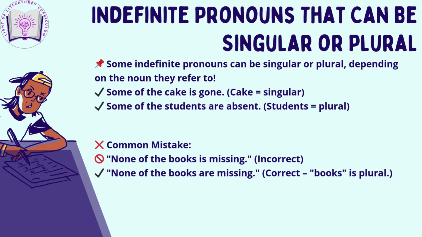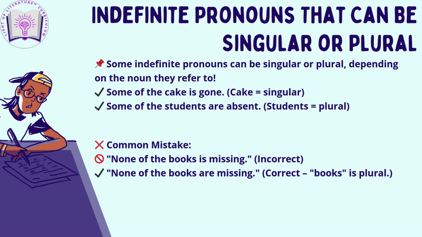Now, let's look at a second version. Some of the students, our prepositional phrase, are absent. So some, still, it's commitment phobia right there. Of the students, well, students is plural. So we're going to go with the plural, which is closest to the verb. So: some of the students are, which is plural, absent.